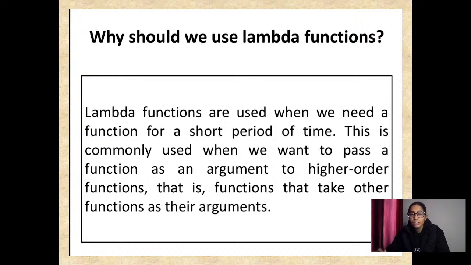Why should we use a lambda function instead of a simple function? Lambda functions are used when we need a function for a short period of time, not for long. It can be given many arguments, but in return we get only one expression as output. It can also be passed as an argument to a higher-order function, that is, a function that can take another function as its argument.